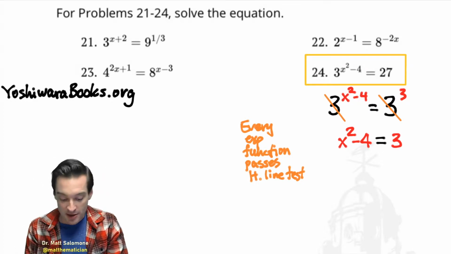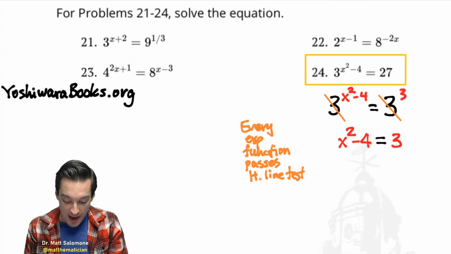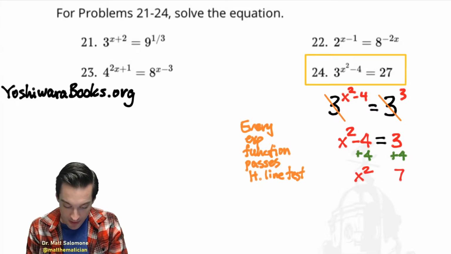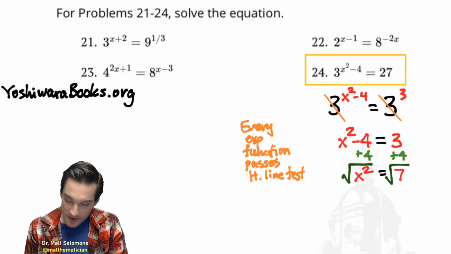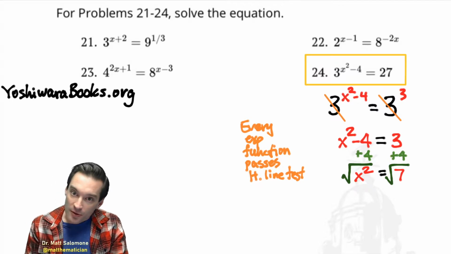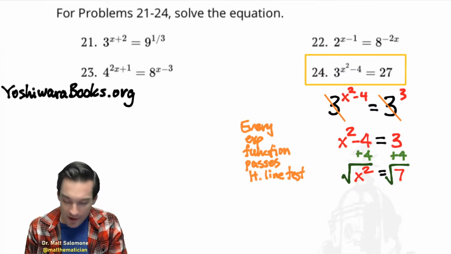And the algebra from here is familiar algebra. Add 4 to both sides to get x squared equals 7. And then simply take a square root on both sides. When I take the square root of 7, I get some funny irrational number, something between 2 and 3, probably a little closer to 2 than it is to 3. 2.5. No, it's actually a little closer to 3.